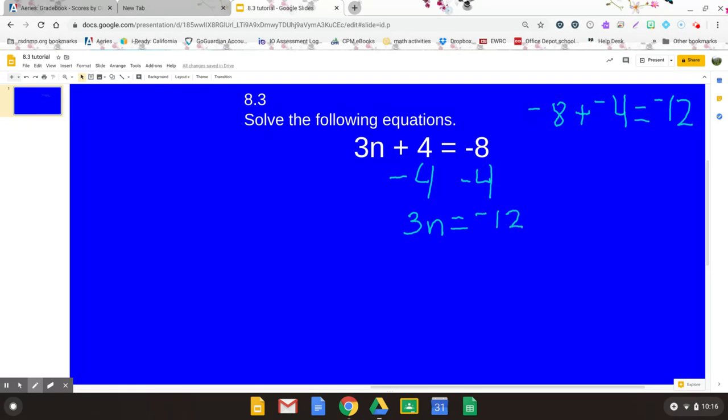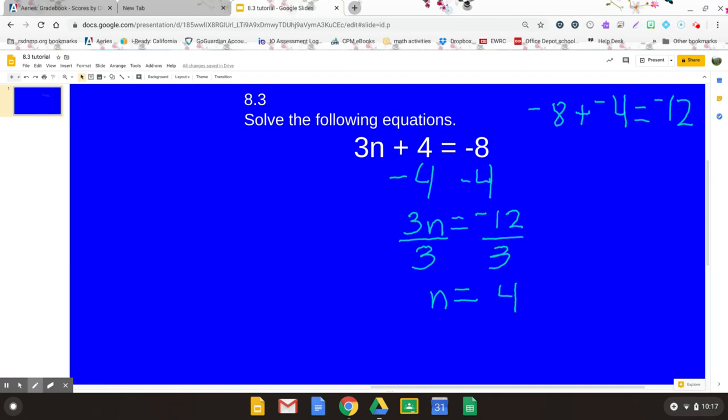So 3n equals negative 12. Now we're at the second step. In the second step, we're going to reverse any multiplication or division. 3n means 3 times n. So the opposite of that, or to reverse that, I'm going to divide 3n by 3. And what I do to one side, I have to do to the other. So I have n equals negative 12 divided by positive 3, the answer is going to be 4, but is it a positive 4 or negative 4?